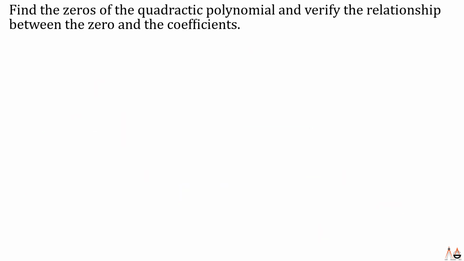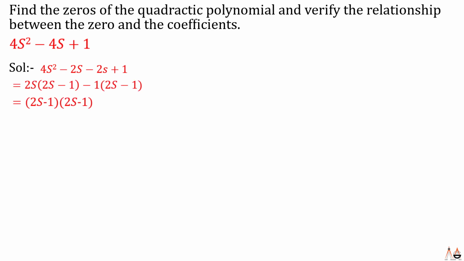Suppose we have to find the zeros of the quadratic polynomial and verify the relationship between the zeros and the coefficients, and the quadratic polynomial given to us is 4s squared minus 4s plus 1. That we can factorize, and the two factors come out to be 2s minus 1 and 2s minus 1. So in this case, we have a double root. Now, for the two zeros, we equate the factor to 0, which gives us s is equal to half and s is equal to half.